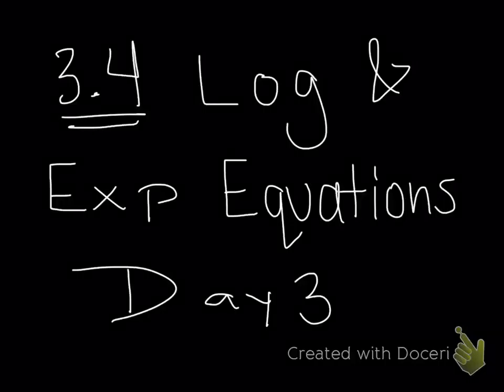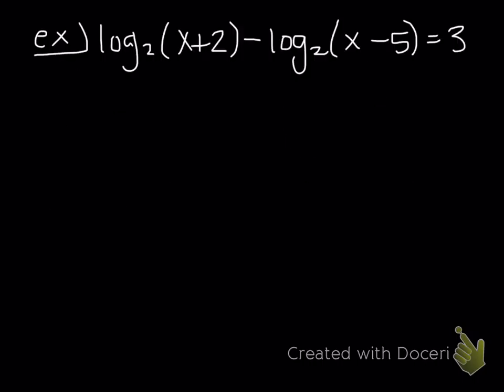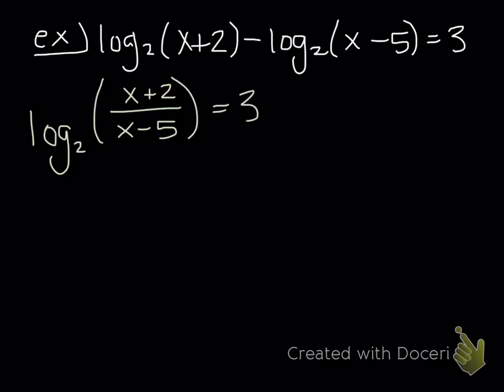Today we're doing section 3.4, day 3, and again we're still going to be focusing on logarithmic equations. So this is very similar to what we did in yesterday's lesson and what we practiced yesterday. Notice that the difference is in between the two logs I'm now subtracting instead of adding. So when I condense these, I have to condense with division. So I have log base 2 of the quantity of x plus 2 divided by x minus 5 equals 3.